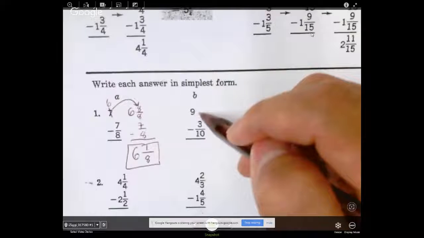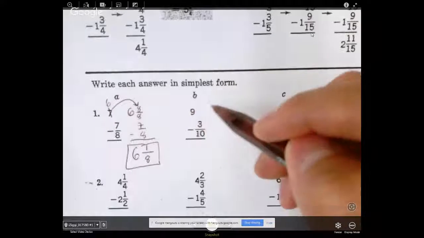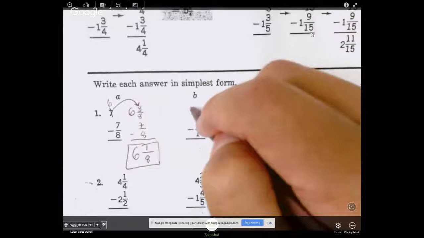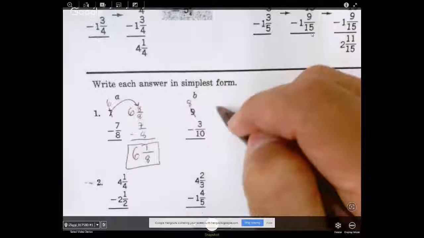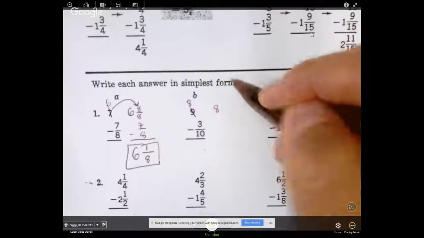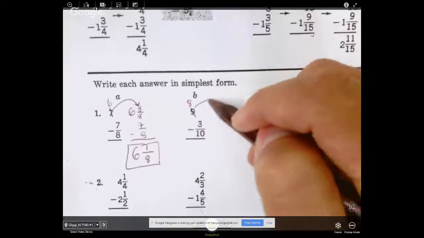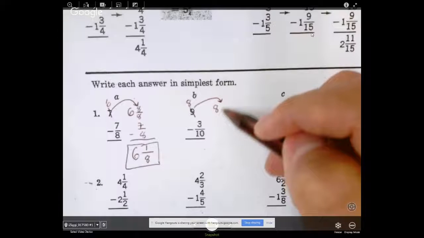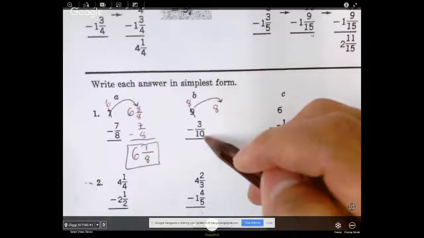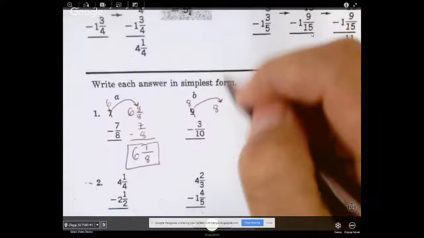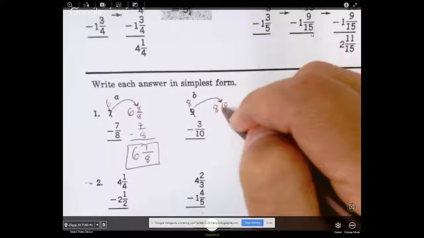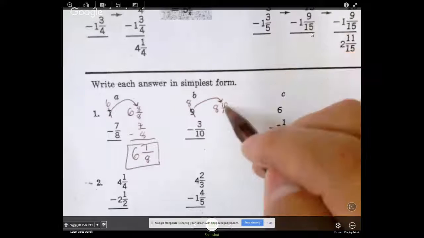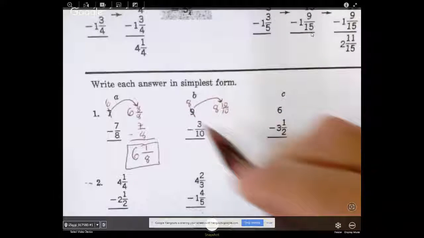Again, there's no fraction here. I need to borrow from this 9. So I'm going to make this 9 an 8. So let me write 8 over here. That 1, the 9, I need to account for it. So I want to make a fraction that equals 1 here. I'm going to make it 10 out of 10. 8 and 10 tenths, right? 8 and 10 tenths, that's the same as 9.